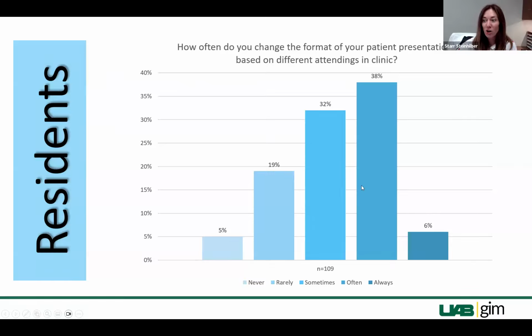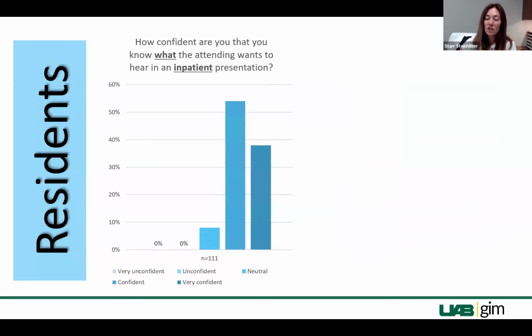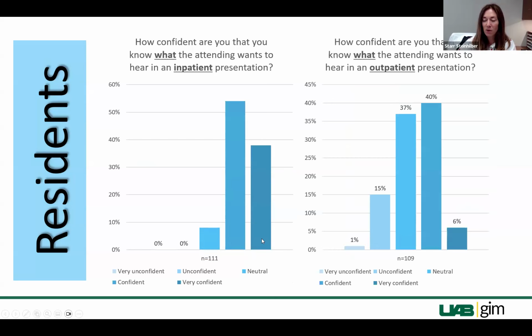So most are doing that sometimes, often, or always. They look in the room, they see who they're about to talk to, and they try to think, what is that person like, based on how they've presented to them in the past. We asked, how confident are you in what the attending wants to know, inpatient? And they're like, very confident. I got this, inpatient, no problem.